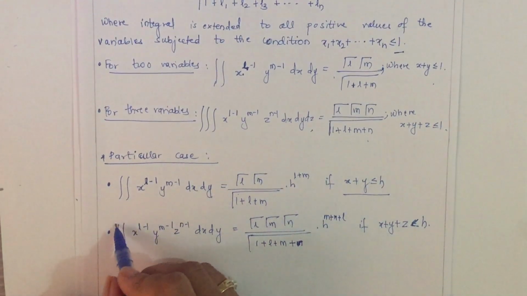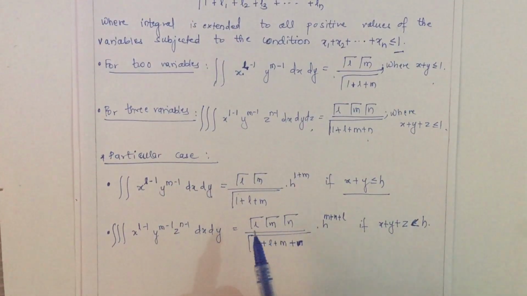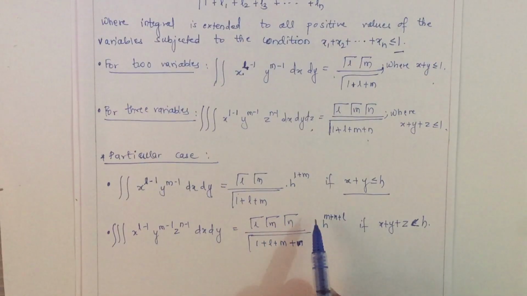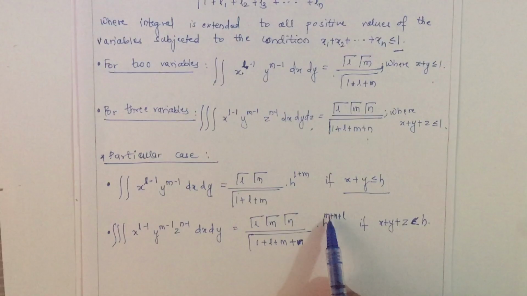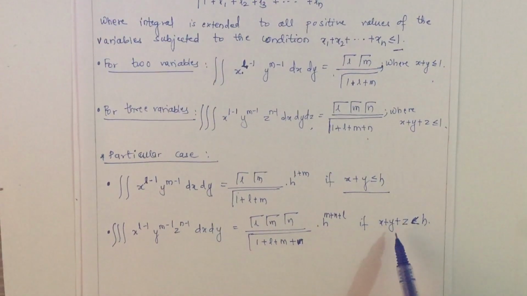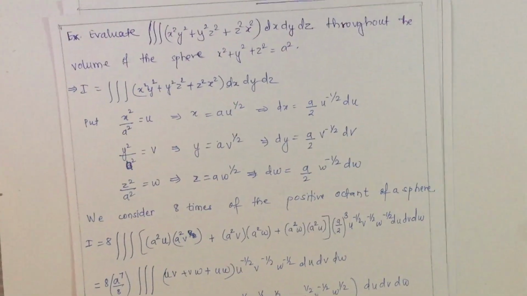A similar case is applicable for three variables also. Means if you are given the triple integral of x raised to l minus 1, y raised to m minus 1, z raised to n minus 1, you can express it as gamma l into gamma m into gamma n upon gamma 1 plus l plus m plus n, into h raised to the power l plus m plus n, for the condition x plus y plus z less than or equal to h. Okay, let us see a few examples based on this.